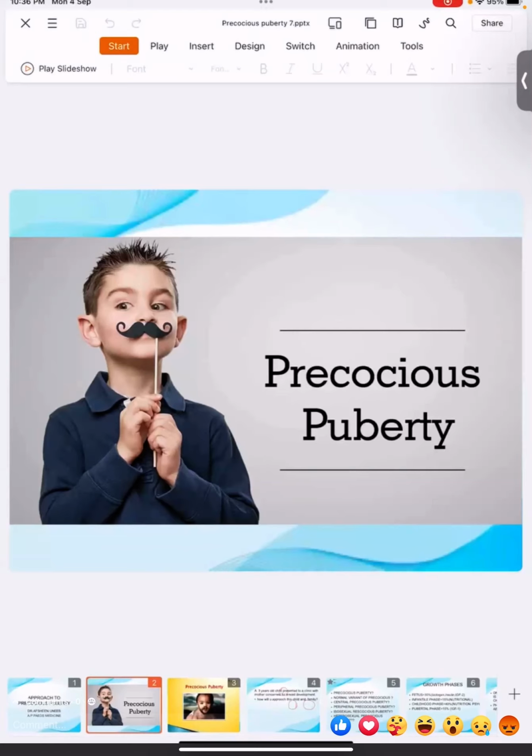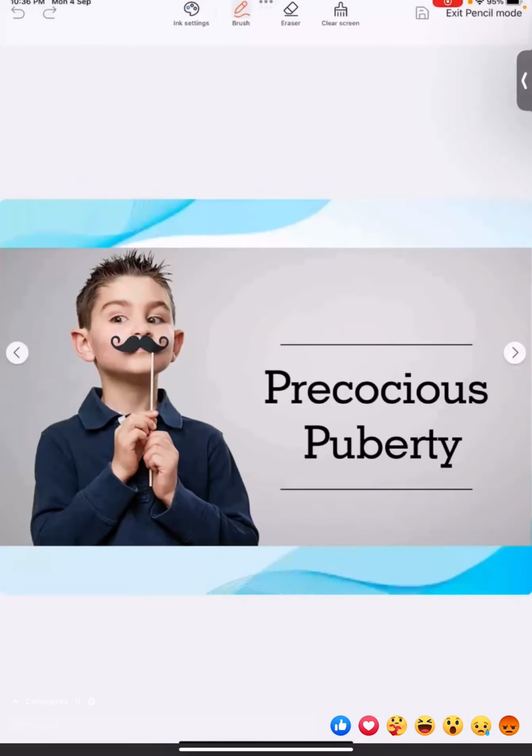If you see this picture, it shows a boy whose age is most likely less than 9 years and he is having some signs of puberty. This may be a sign of puberty, which is normally not present in children and other males. For every sign which appears, we have to know what hormone is elevated. If this mustache is present, which hormone is increased in amount, and which hormone is basically responsible for the formation of this feature?